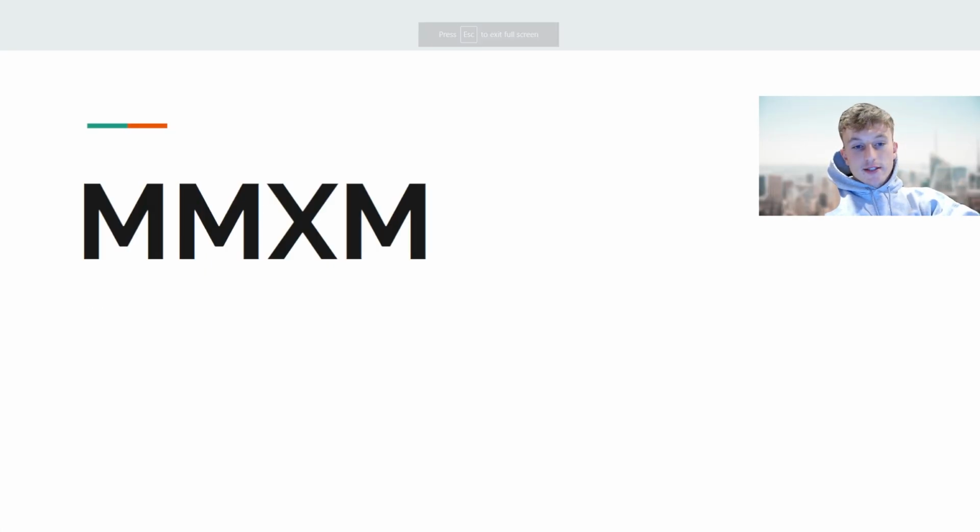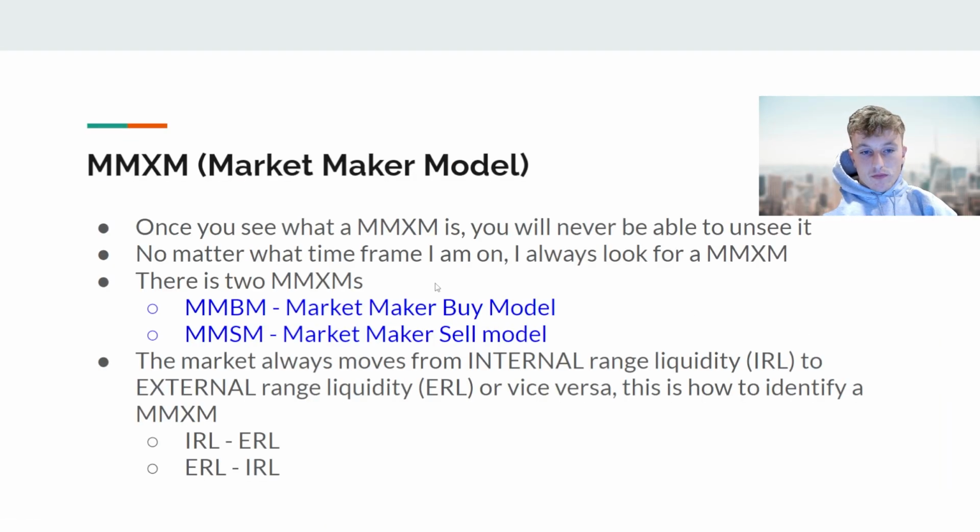All right, MMXM. This is called the market maker model. The X in the market maker model stands for either buy or sell. So typically, you'll see a B here or an S here. Market maker buy model with a B, market maker sell model with an S. Once you see this model, you'll never be able to unsee it. Always be looking for a market maker model.